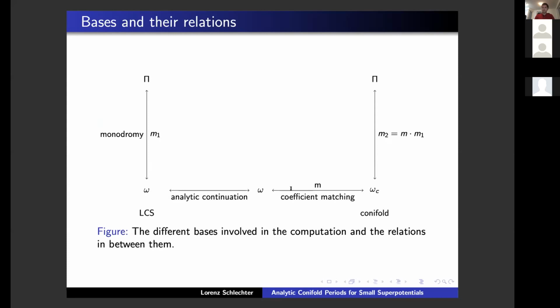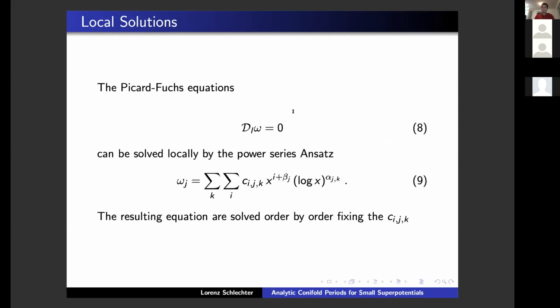So let me get into detail how each of these steps work. First, how do we compute the local basis? As I said, these Picard-Fuchs equations can be solved by a power series ansatz. This ansatz looks actually quite horrible, but it's really simple. With j, we just label the 2h^{2,1}+2 different periods we have. And for each of these periods, we make a power series ansatz in x and log x. So this is just all possible combinations.